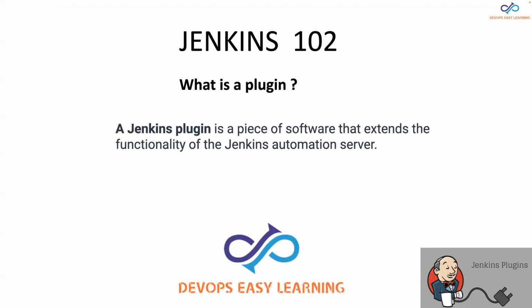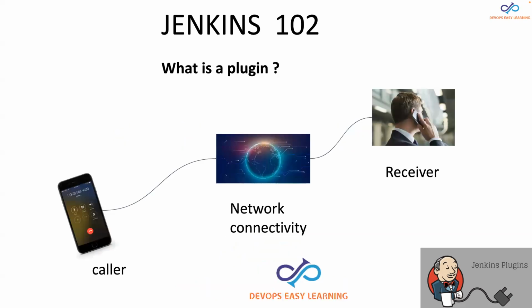What does it mean? The plugin is just an element that Jenkins requires to be able to talk to other tools. Most of the time, those are SaaS tools. If we take an example here, for you to make a cell phone call, you will need connectivity. So for example, you have your phone here. If you want to talk to someone, you will need network connectivity. So the plugin works the same. For Jenkins to talk to any other tool, we need a plugin.